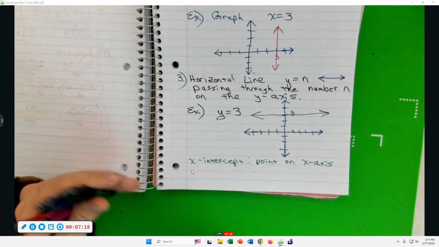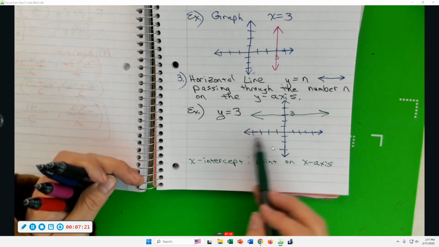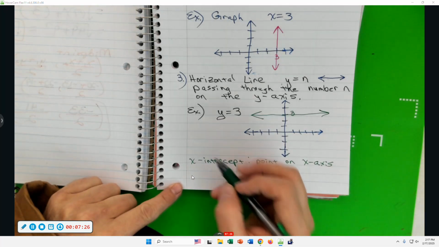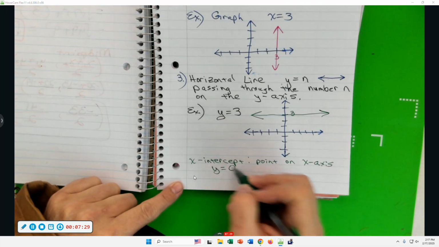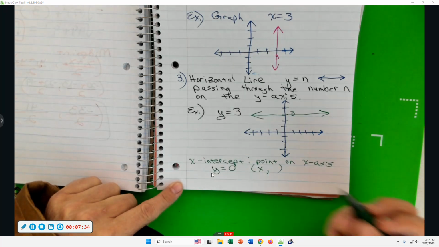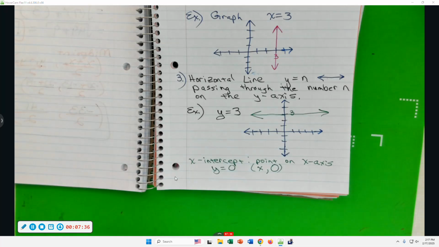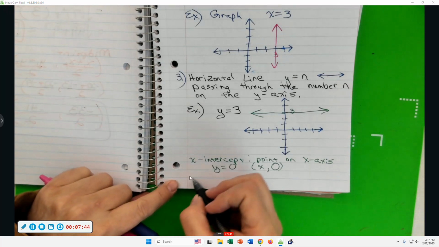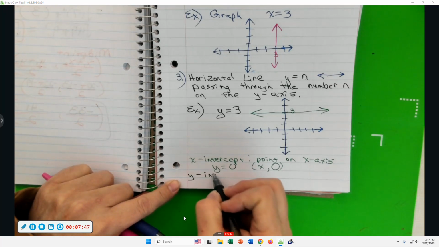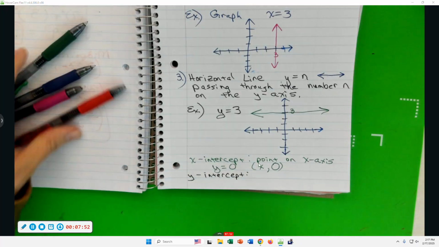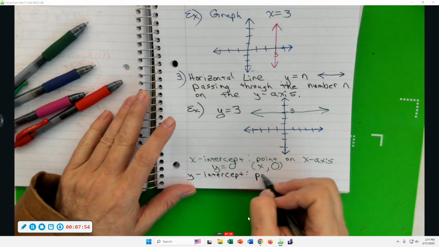And if it's on the x-axis, you can go left, right, but you can't go up or down, which means that to find an x-intercept, you have to let y equal 0. And we had ordered pairs that look like this. You'd have a number there for x, but the y value would be 0. Y-intercept. That's the point that you're looking for on the y-axis.